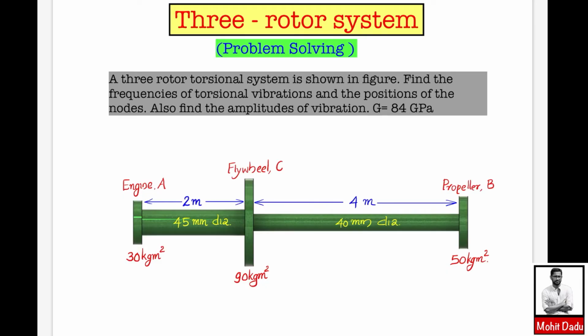Between the engine and the propeller, the shaft is 45 mm in diameter, and in the next part it is 40 mm in diameter. So we can maintain a uniform diameter, say 40 mm throughout. Then you can convert the 45 mm part into 40 mm, so the length will change. That means the 2 meter length will change to some other value. That will be our first step, finding the torsionally equivalent shaft, and then we will find the type of vibrating system, that is, a two node system or a single node system.